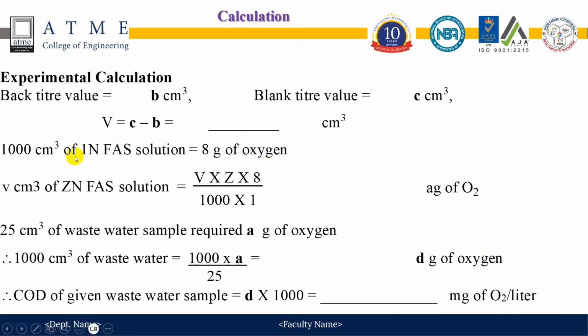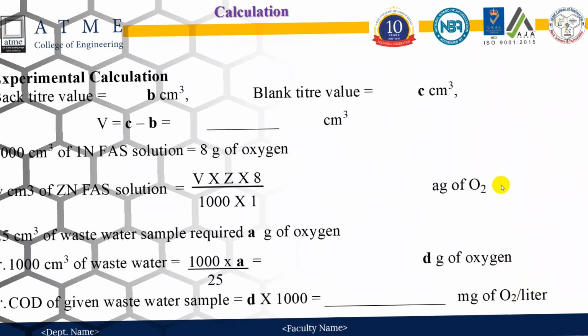We know that 1000 cm cube of 1 normal FAS solution can consume around 8 grams of oxygen. Hence the V cm cube of Z normal FAS solution that we have obtained can consume around V × Z × 8 divided by 1000 × 1 grams of oxygen. This will be for 25 cm cube. Later on it will be converted to 1 liter, which gives the amount in mg of oxygen per liter required to oxidize the organic compounds present in the wastewater.